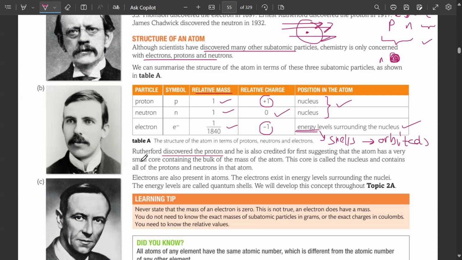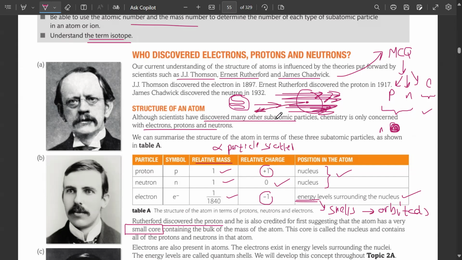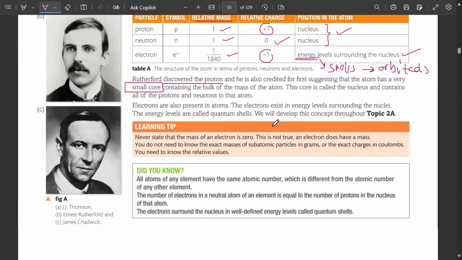And he suggested that the atom is basically a small core. As I told you, at first they all thought that the mass is evenly distributed inside the atom. But Rutherford said no, because when we performed the alpha particle scattering experiment, it showed that most of the alpha particles were passing through the atom. How is that possible? Because if the mass is equally divided in all of the atom, then why were all of them passing through? Only a few of them deflected back, which proved that there is only a very small dense area inside the atom, which is known as the nucleus, and all of the mass is concentrated in the nucleus.